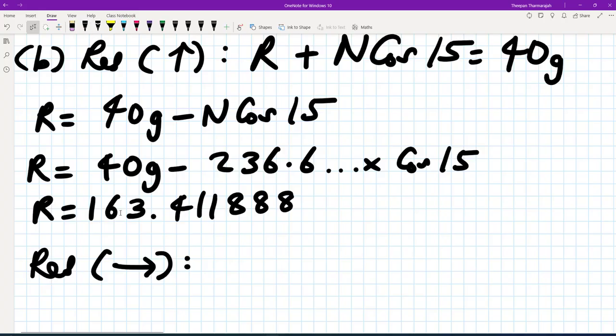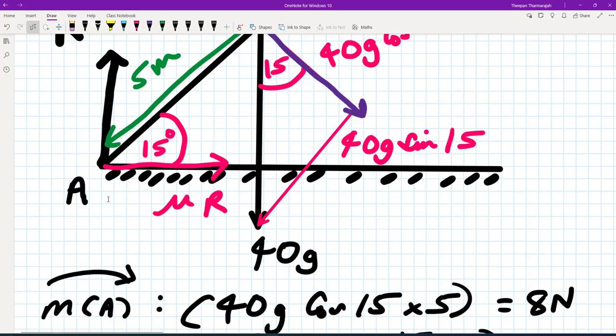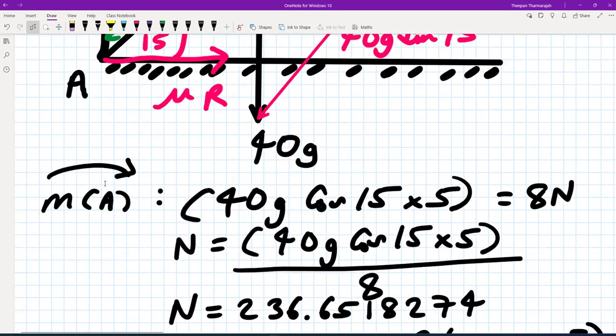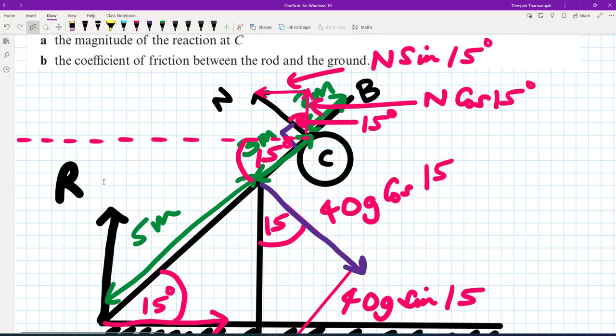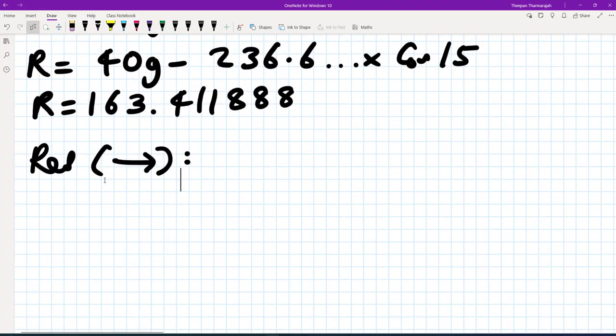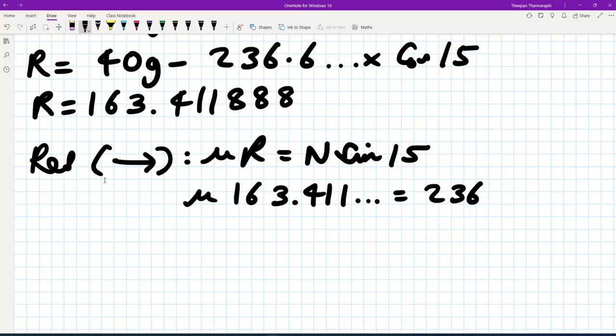Okay, now if we resolve horizontally, we can see from our force diagram that the frictional force going towards the right, mu R, is equal to N sin 15. So I'll put the diagram again. The horizontal force, mu R, is exactly equal to N sin 15. So let's write that down. So mu R is equal to N sin 15. So in our case, mu times 163.411 and so on is equal to 236.6 and so on, sin 15.